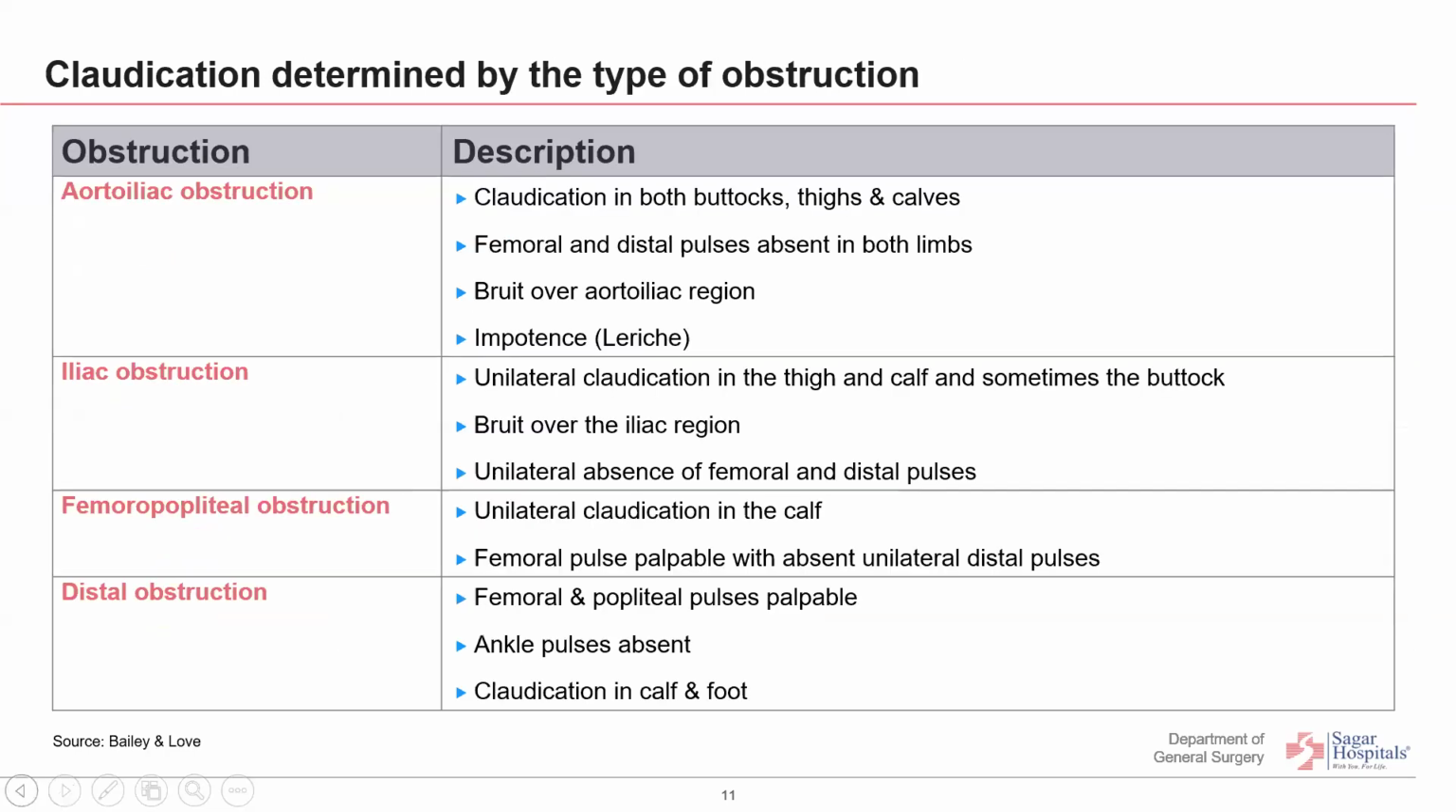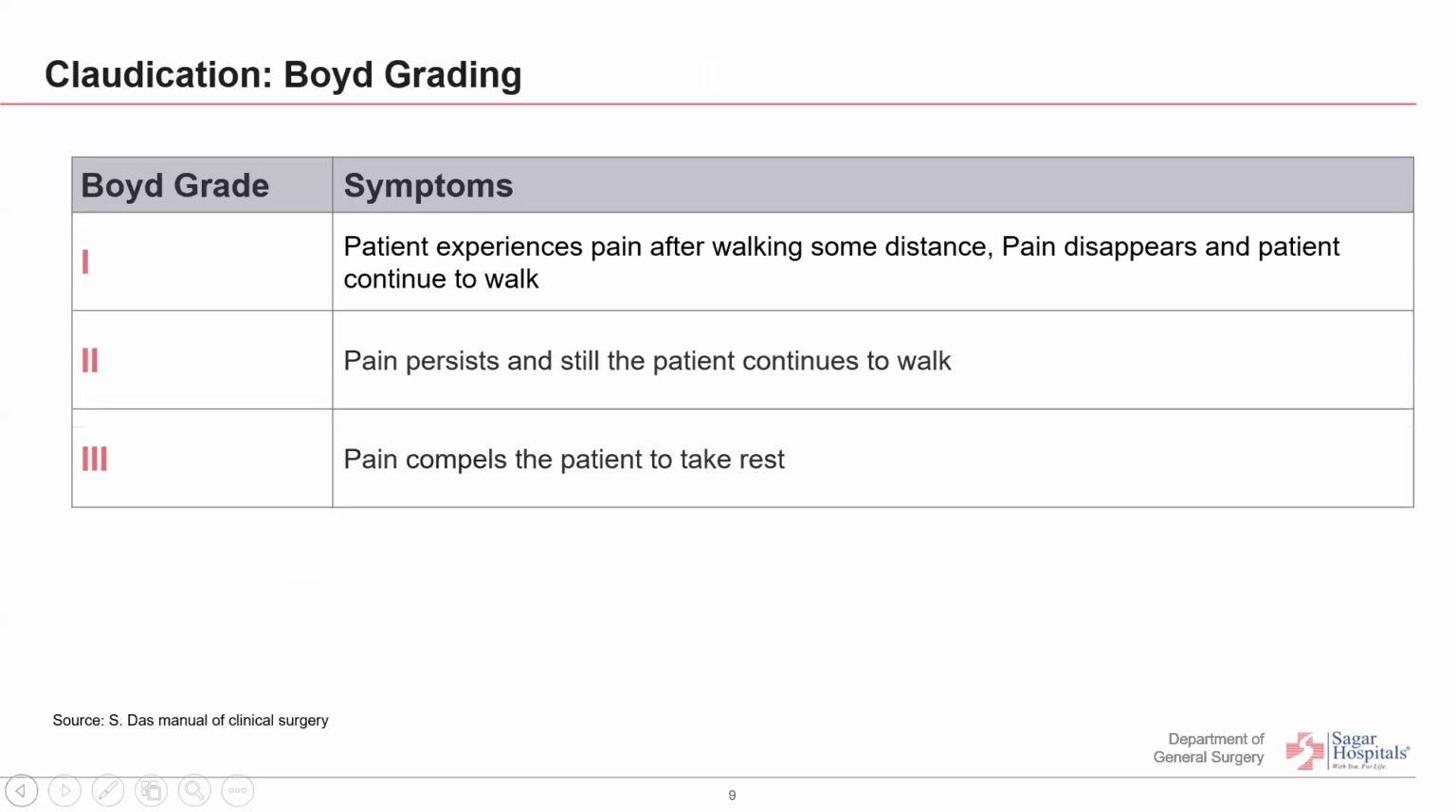Boyd's classification is 5 stages, no? Sir, 3 grades, sir. Grade 4 is pain on minimal walking. 5 is pain at rest also. Okay, sir. Only 4, sir. 4 is at rest, sir. Pain compels to take rest at normal walking. 4 is even at minimum distance walking, he gets the pain. 5 is pain at rest also. Okay, sir. I'll check that, sir.